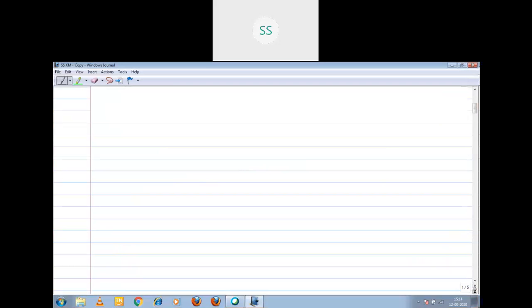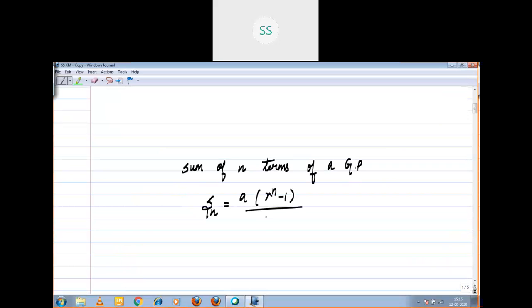First you write the formula for the sum of n terms of a GP, geometric progression. That should be represented by capital Sn equal to A into R power n minus 1 divided by R minus 1, where R not equal to 1.